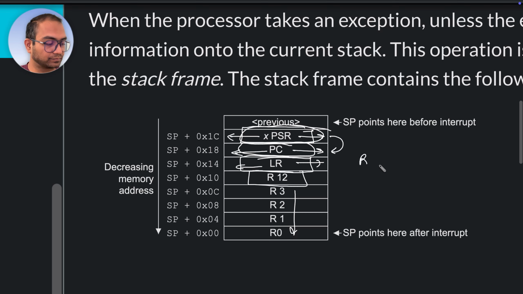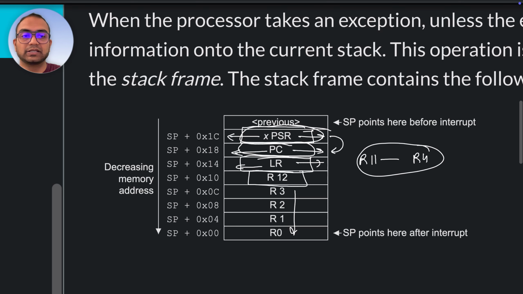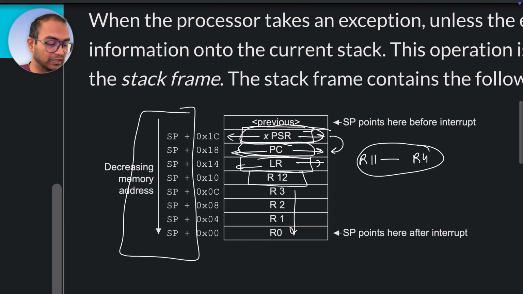Notice that it's not saving R11 through R4. So something's going on there, right? The CPU automatically doesn't save those registers for us. And what we are supposed to do is save those manually. And save where? Well, where are these all stored? On the stack. So what we are supposed to do is use the push and pop stack instructions to push these on the stack, R11 through R4.